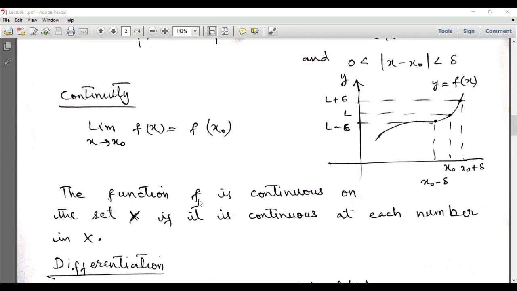So if there is any single point at which the function value is undefined, then we will say that this function is not continuous. For example, if we have a tangent function and if we want to check the continuity between 60-degree and 120-degree, then the tangent function is a discontinuous function because it has an infinite value at theta equal to 90 degrees. So between 60-degree and 120-degree, this function has a discontinuity at theta equal to 90 degrees. So tangent function is a discontinuous function.